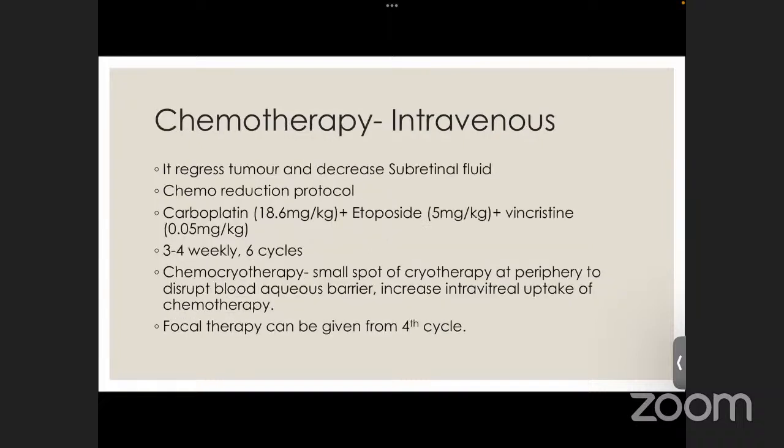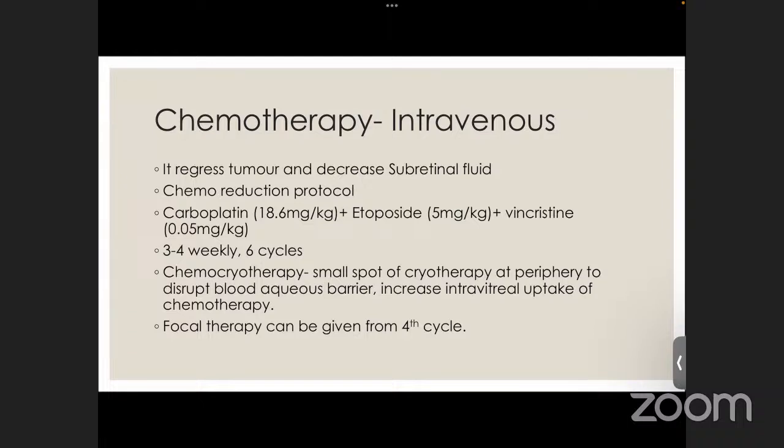Now, currently the most widely used therapy is chemotherapy. We can give it intravenously, intra-arterially, as a periocular injection, or intraocular. First is intravenous therapy. How does it help? It will regress the tumor and decrease the subretinal fluid. So you can give secondary focal therapy to treat the retinoblastoma.